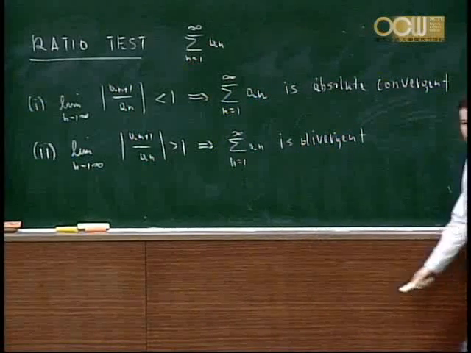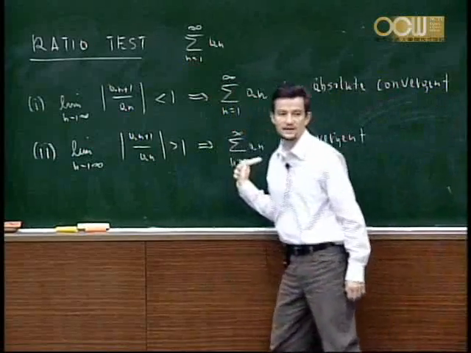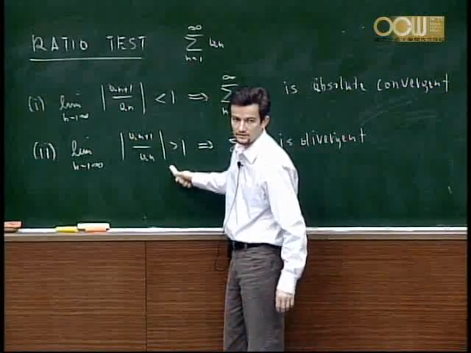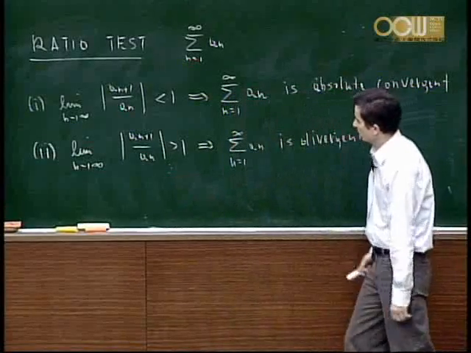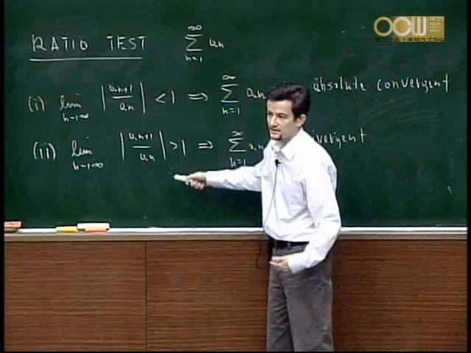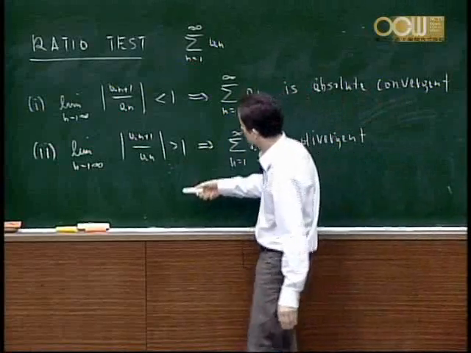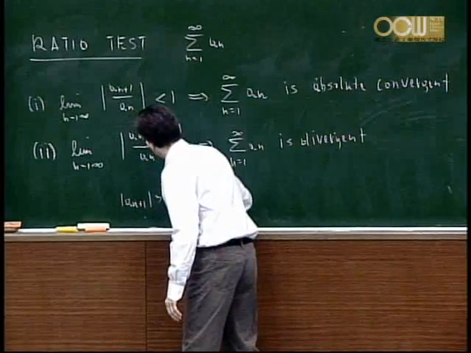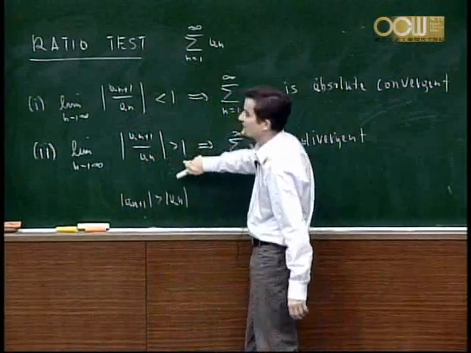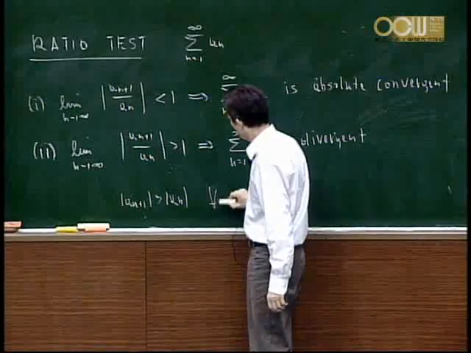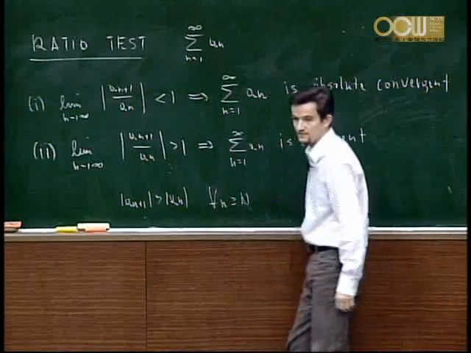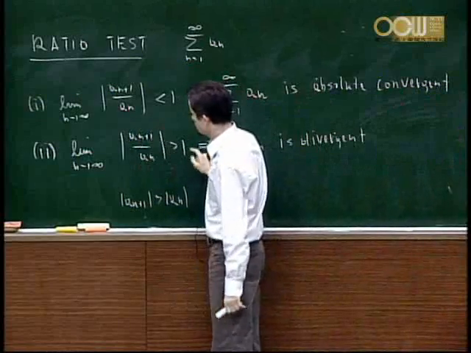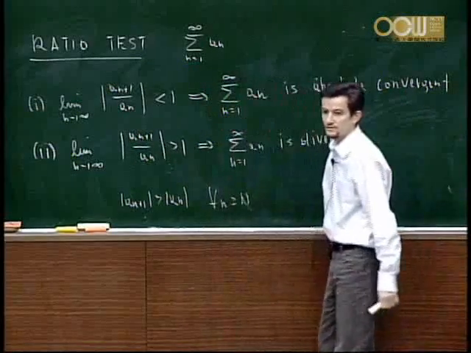Actually, this is also easy to see that the series in this case must be divergent. Okay, why? You see, if you have this condition here, then by the definition of the limit, this means that you will have that this ratio is larger than 1 for all n which are large enough. Okay, this is the definition of the limit.